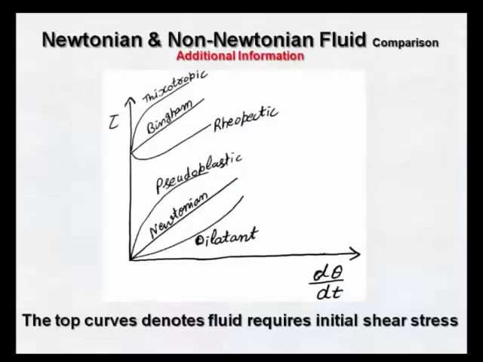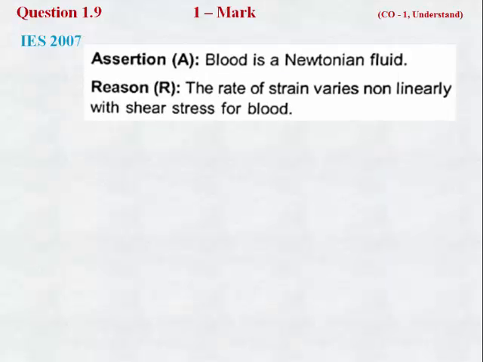This is the comparison between Newtonian and non-Newtonian fluid. The only Newtonian fluid is water. The other fluids are known as non-Newtonian fluids. Look at the top curve. It denotes a fluid that requires an initial shear force. With this shear force, it will flow. Of Newtonian and non-Newtonian fluid, if we look at question 1.9, it contains one more.